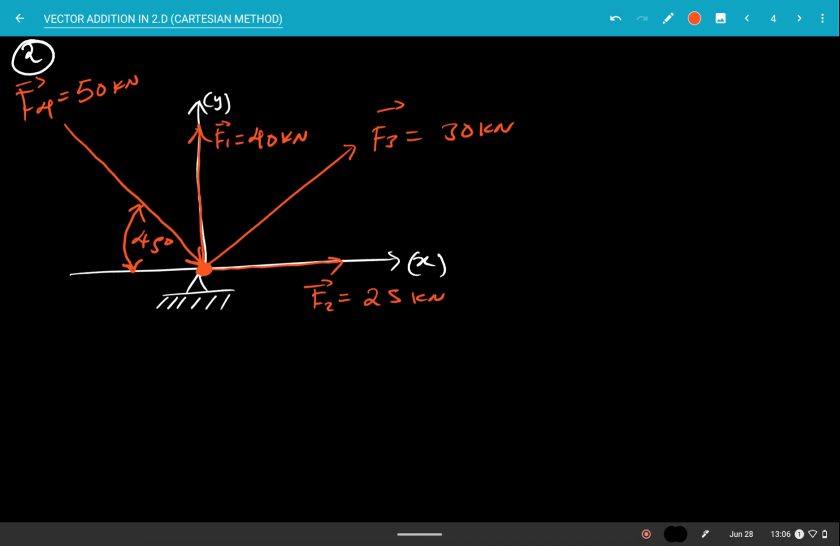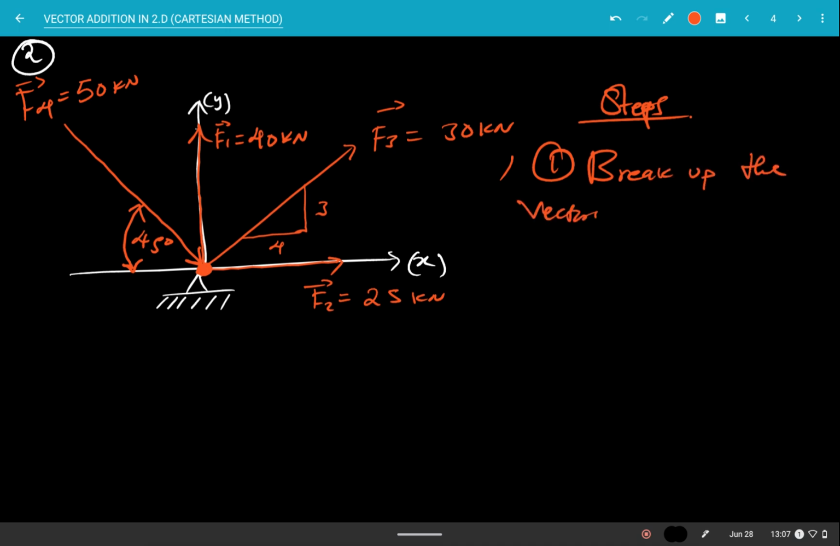Okay, so we have 4 vectors, and now we want to find one vector that represents them all. So we're going to use the same steps. Step 1, break up the vectors into their components. Let's break them up, break up the vectors into their components.